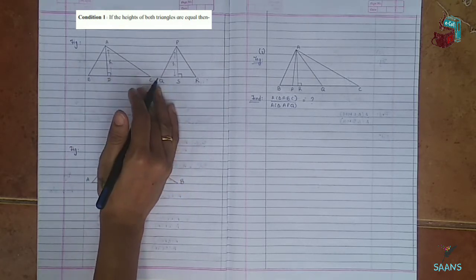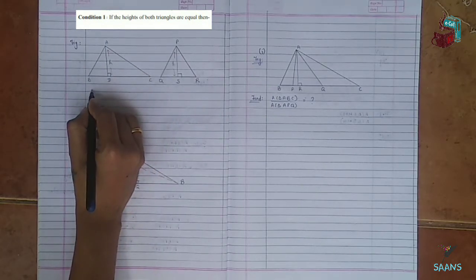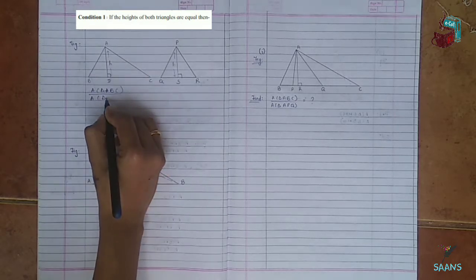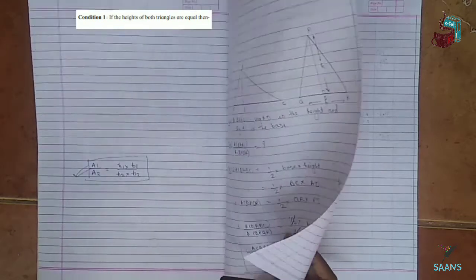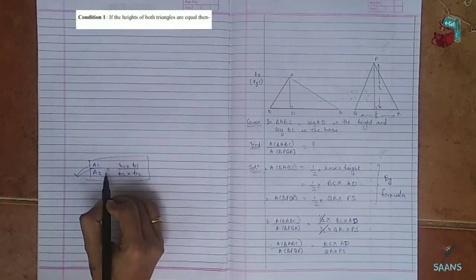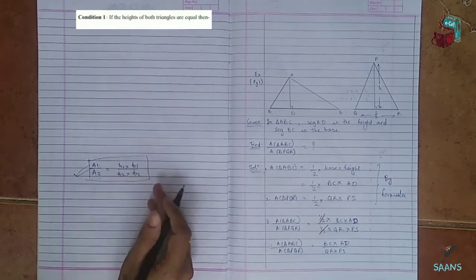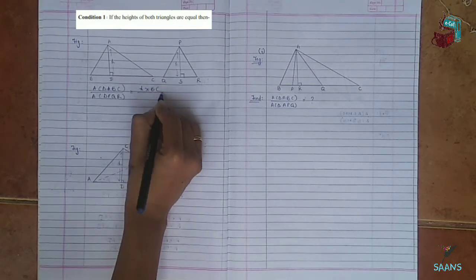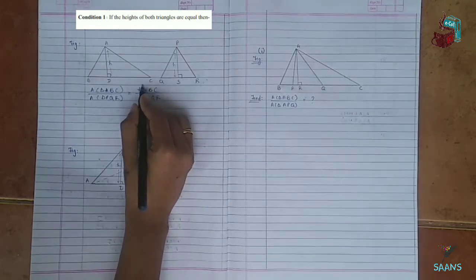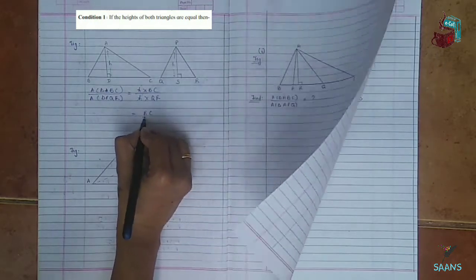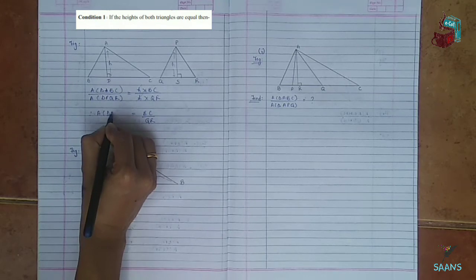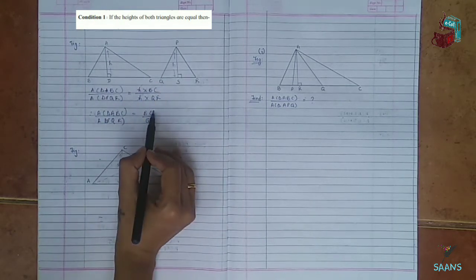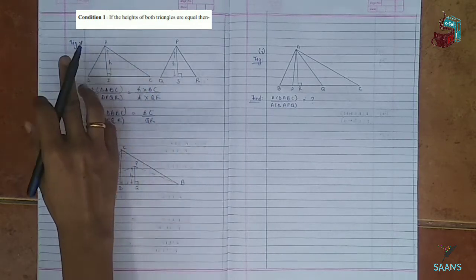So I'll directly jump to the conclusion for you. That is, area of triangle ABC upon area of triangle PQR. We already know that area of one triangle upon area of the other triangle is equal to height into base of the first triangle upon height into base of the second triangle. Height over here is H, base is BC. Height over here is H and base is QR. H and H get cancelled. So we conclude by the formula BC upon QR. So area of triangle ABC upon area of triangle PQR is nothing but base of the first triangle upon base of the second triangle, because height is common. That is your condition 1.